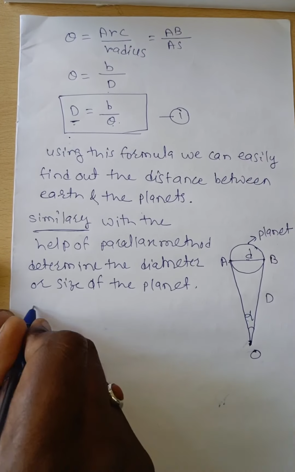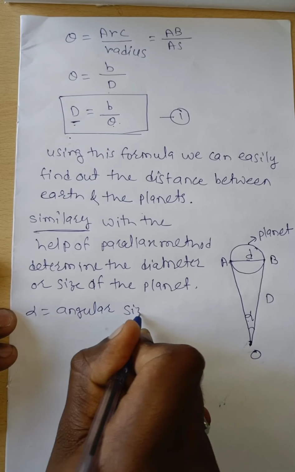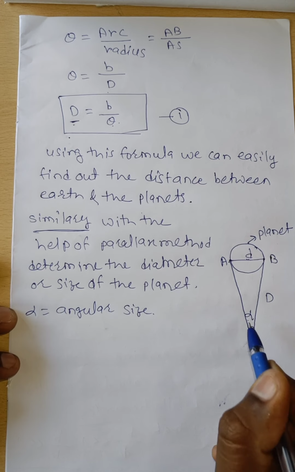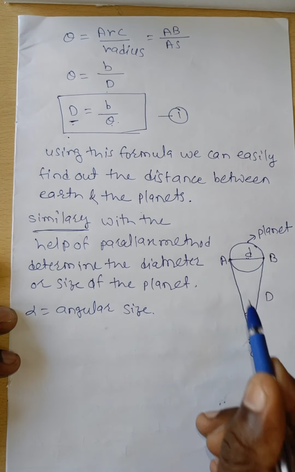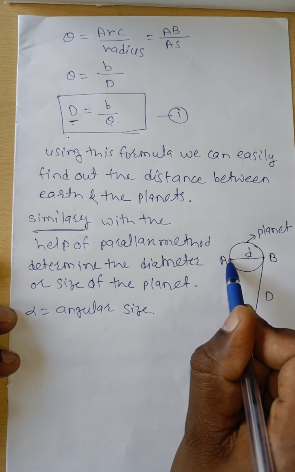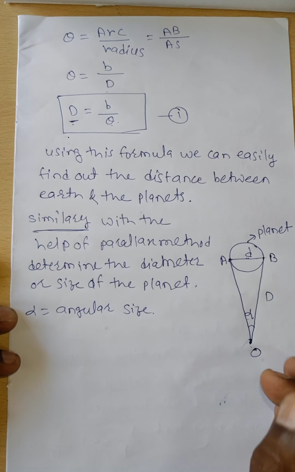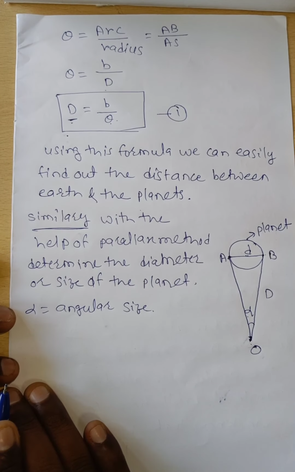Now alpha is the angular size, made at the observing points. Alpha is the angle between the two lines of sight: when we observe one end of the planet and then the other end of the planet, whatever angle is made between those lines, that angle is alpha, the angular size.